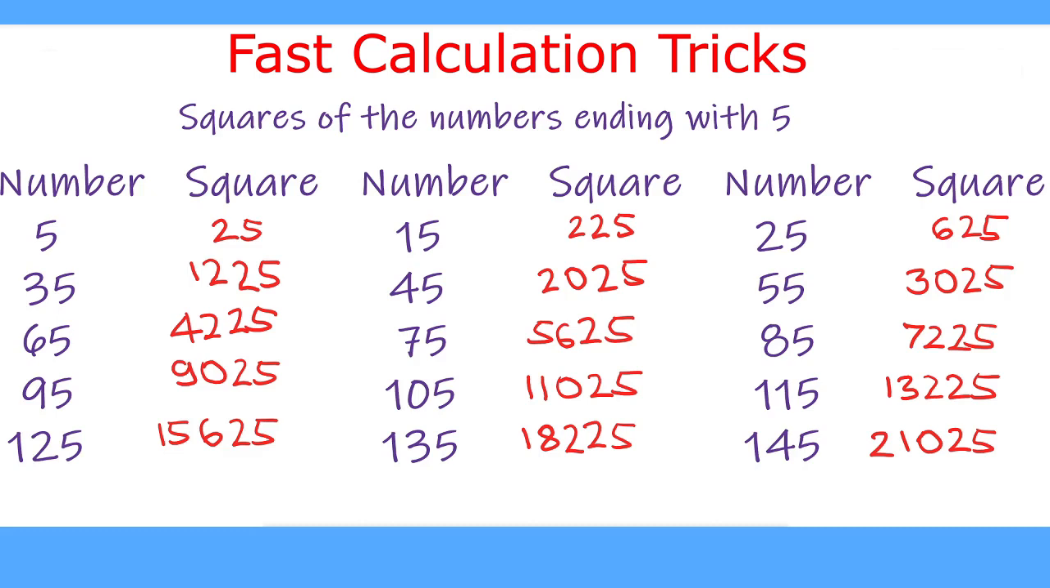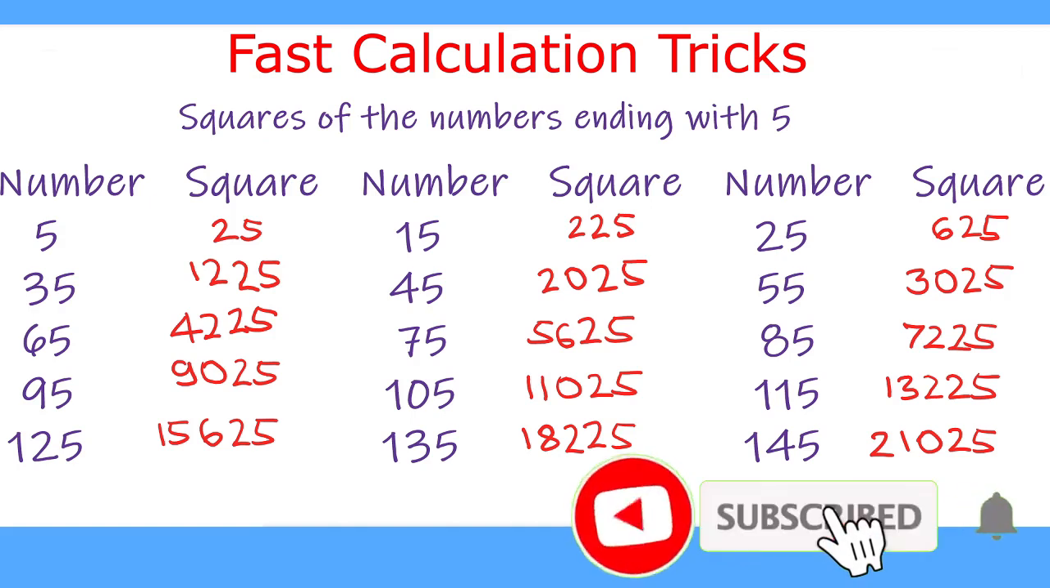This way, we can go on finding out the squares of the numbers which end with 5, in which after leaving 5, whatever the remaining number is there, we have to multiply it by the next higher number, and after that multiplication, whatever the result comes, we have just to write 25 after that, and that is the square of the given number. This way we can find out the squares of the numbers ending with 5.